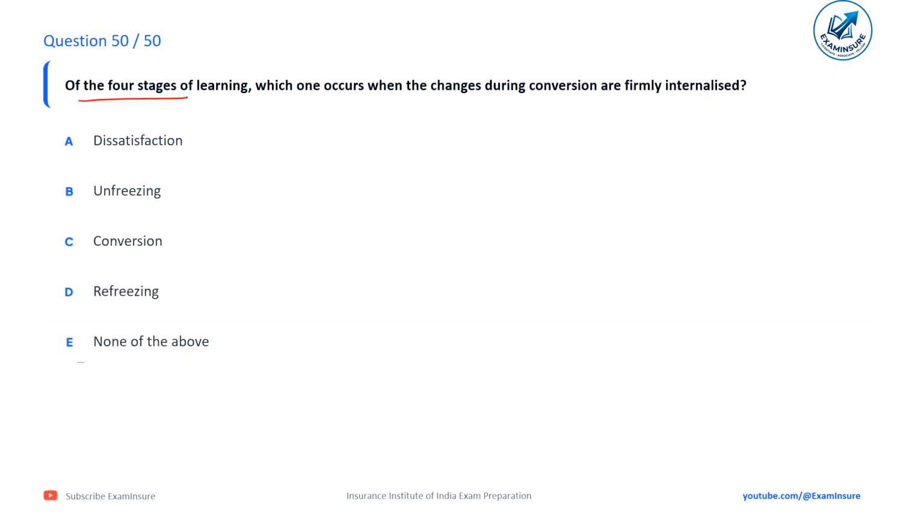Of the four stages of learning, which one occurs when the changes during the conversion are firmly internalized? Dissatisfaction, unfreezing, conversion, refreezing, and none of the above. So refreezing is the stage of learning where changes during the conversion are firmly internalized.